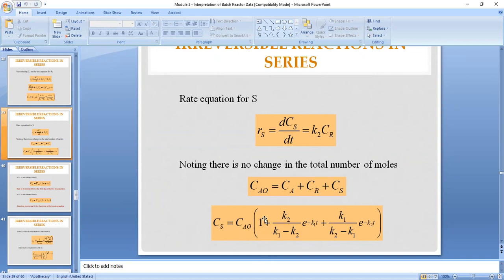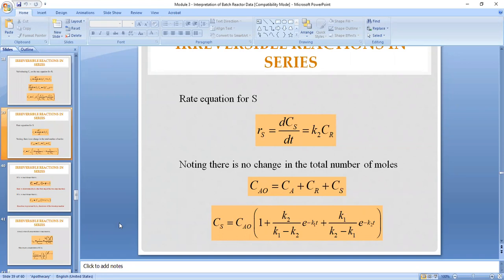You substituted the Ca formula, CaO, e raised to negative k sub 1 t, and you have substituted also the C sub R. So the remaining is the C sub S. And that formula is this one. So you have now three formulas to follow, Ca, C sub R, and C sub S. All will allow you to solve for the amounts of A, R, and S respectively given the time, given the initial concentration of A, and given the rate constants.